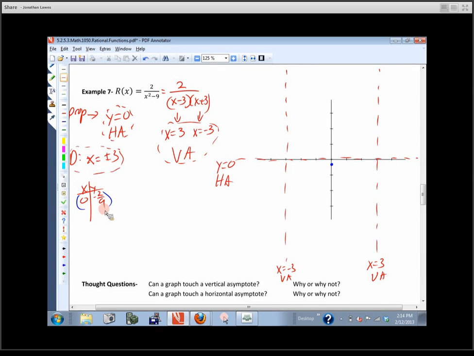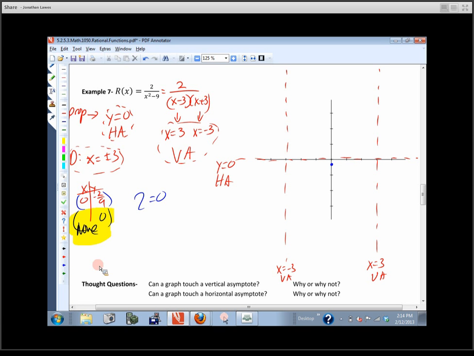Find the x-intercept. Let's set this equal to 0. Notice that's the simplified version, and I've got 2 over... Well, I don't even need to write the bottom, do I? Does 2 ever equal 0? It doesn't, so none. Okay, now stop and think about this. This is huge. There are no x-intercepts, not a single one. What does that mean about the graph? It never touches the x-axis. Never does it touch the x-axis.